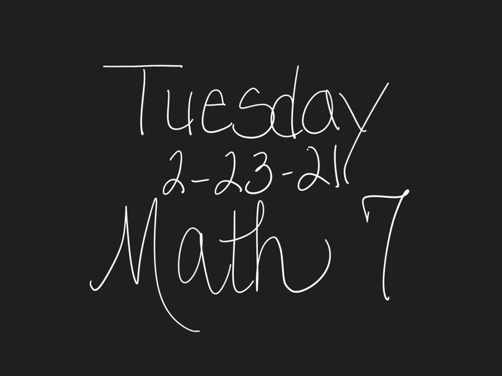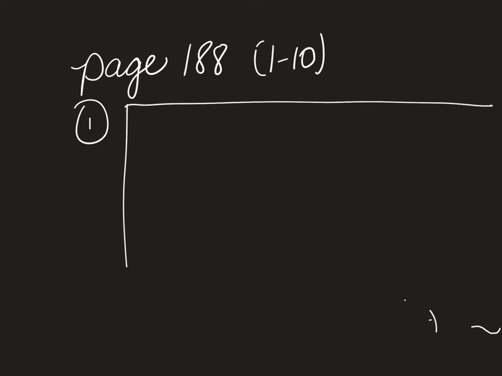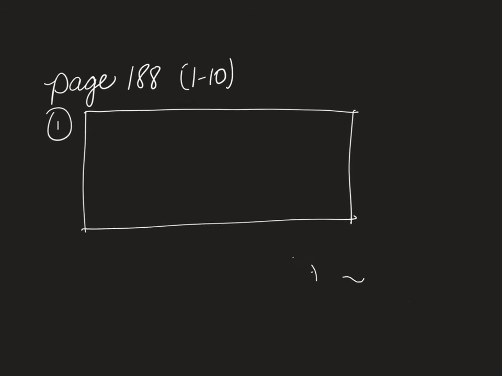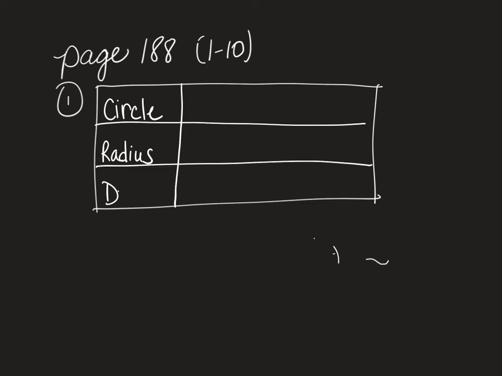Let's go over the answers to page 188. You guys did 1 through 10. All right, so number 1 was a chart that was similar to this. Okay, I'm not an artist here. Okay, so you had the circle. Then you had a column or a section for radius, diameter.